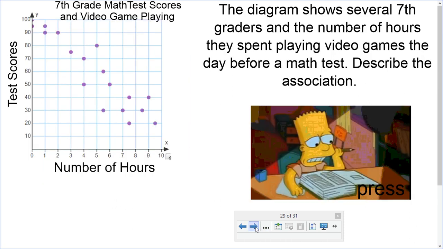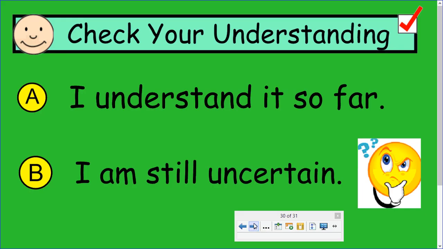Here's another example, and I see this diagram shows several seventh graders, the number of hours they spent playing video games the day before a math test. Describe the association. So test scores on the y-axis and number of hours they spent playing video games. Okay. And I see Bart Simpson there trying to study. So you decide what you think the association is. Can't wait to see it in class.